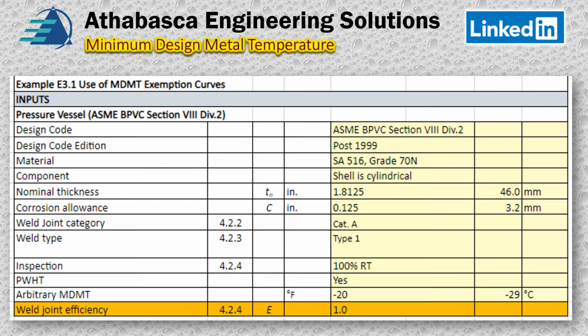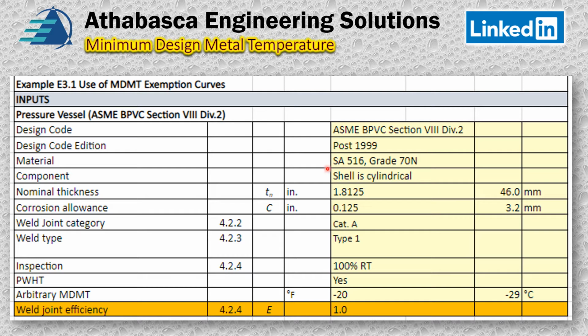Break down and organize the variables in example 3.1. This is the example where we use MDMT exemption curves. So this is an ASME Section 8 Division 2 problem. It's found in part 2, which is the materials section of the code. It's going to be post-1999, because there were differences between the rules prior to that period, such as the allowable stresses and so on.